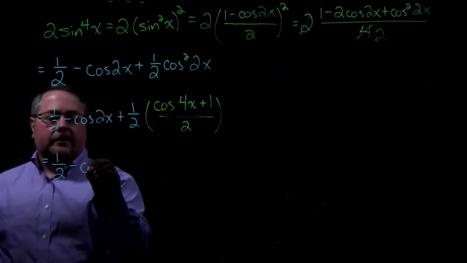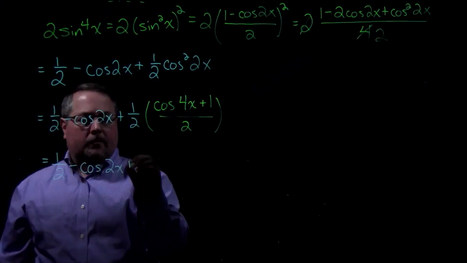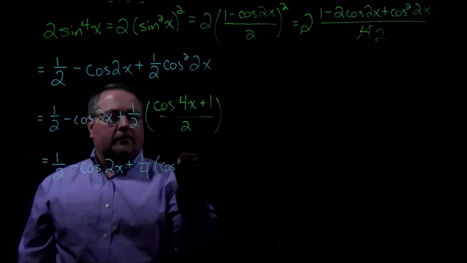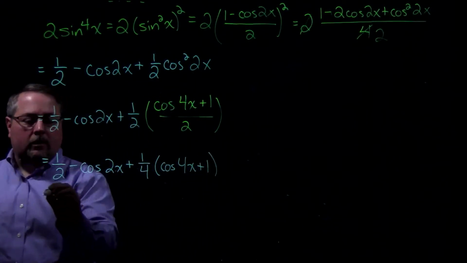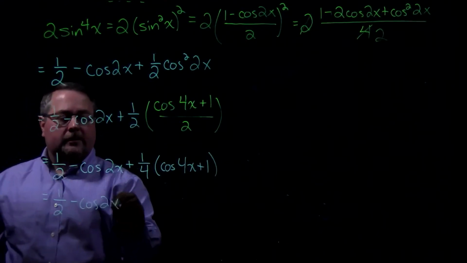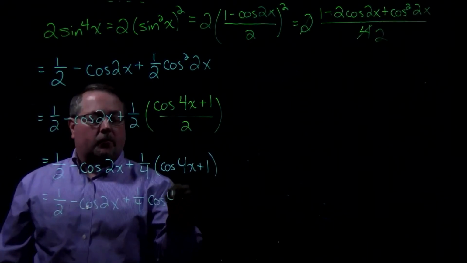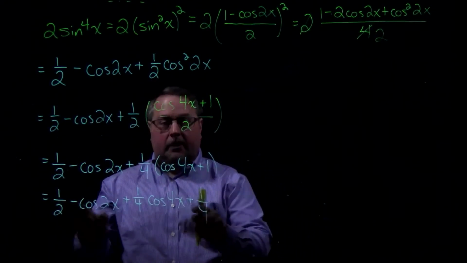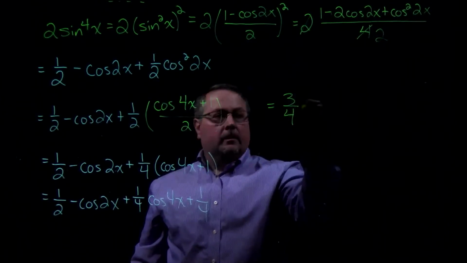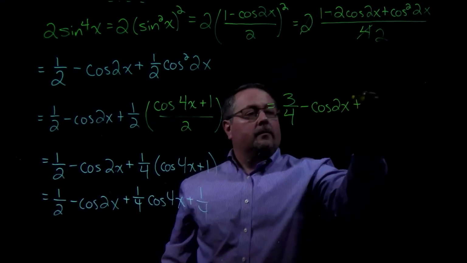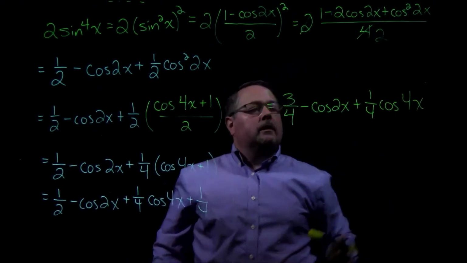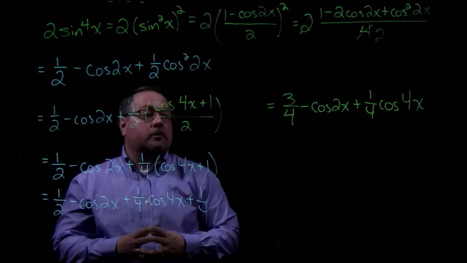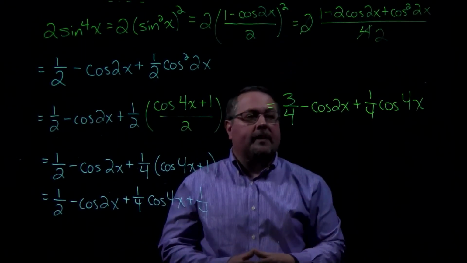So we have 1/2 minus cosine of 2x plus, now I'll pull the 2 out, so we're going to have 1/4 times cosine 4x plus 1, or 1/2 minus cosine 2x plus 1/4 cosine 4x plus 1/4. And then finally we can combine the 1/2 plus 1/4. So that's going to become 3/4 minus cosine 2x plus 1/4 cosine 4x. And so now we've taken the power reduction formula as far as it can go. We've gotten rid of all the powers of our trig functions. Now we just have constants and cosines to the first power.